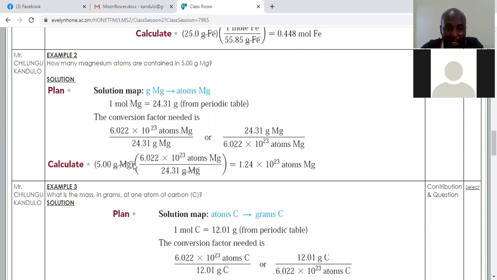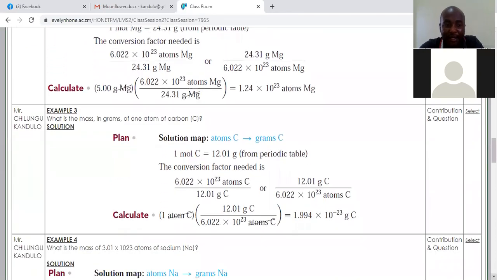The gram and the gram cancel. Then you multiply that one times that one. You make sure the things on top are in brackets up to that point, then you divide by the thing at the bottom. Then you get 1.24 times 10 to the power 23 atoms of magnesium. There should be that many. So that's the way it is.